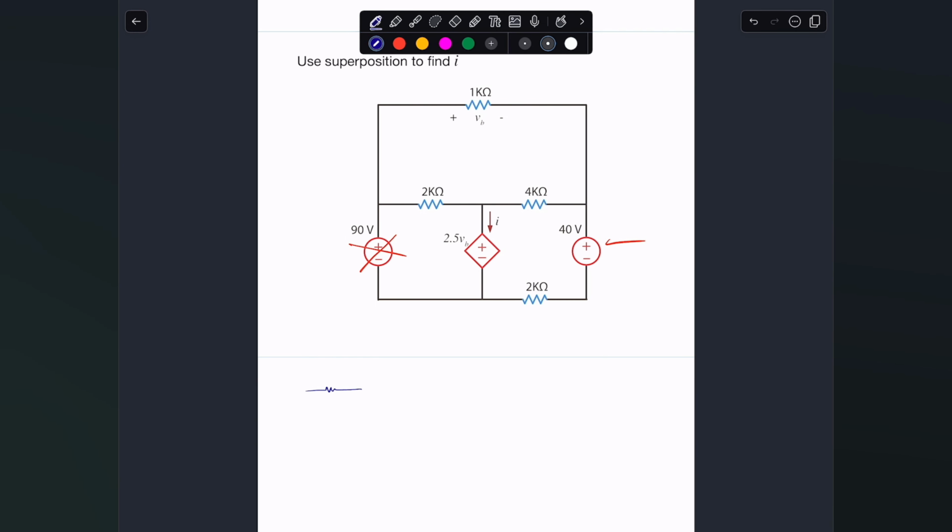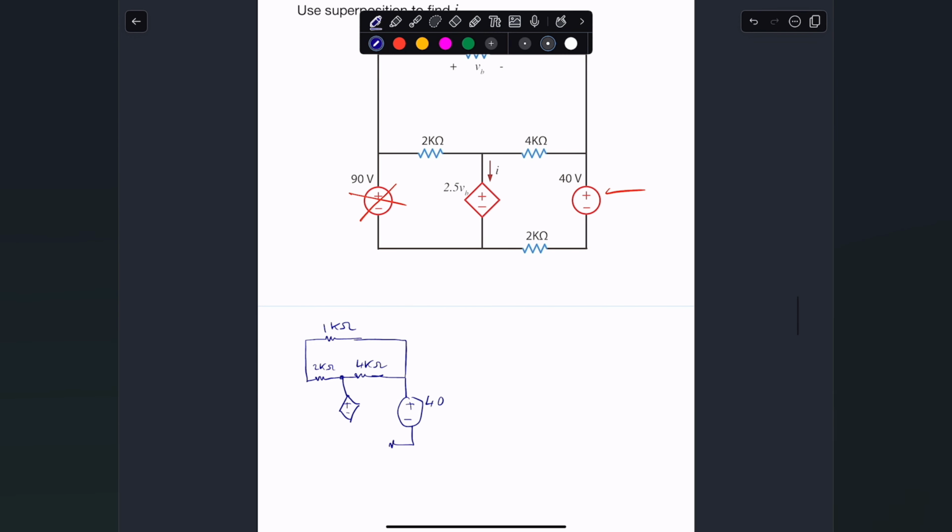That circuit tells me that we have 1 kilo ohms in here, and then 2 kilo ohms, connected to another 4 kilo ohms in here. That's 2 kilo ohms. That's a 4 kilo ohms. Then we're connected to this particular 40 volt source, and this source stays on because it's a dependent source, and it depends on another voltage that I'll write in a minute. And of course, we replace the 90 volt with a wire, because this is why we turn it off. The voltage across it will become 0. That's 2 kilo ohms in here.